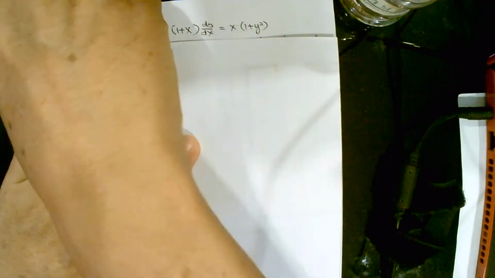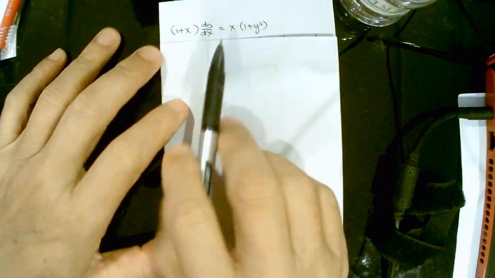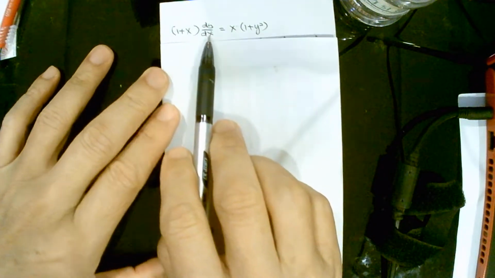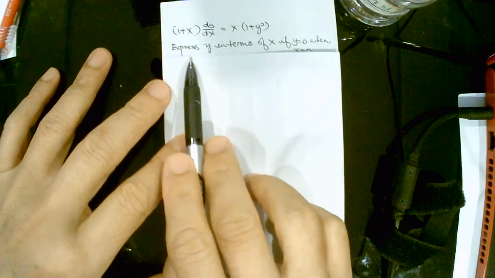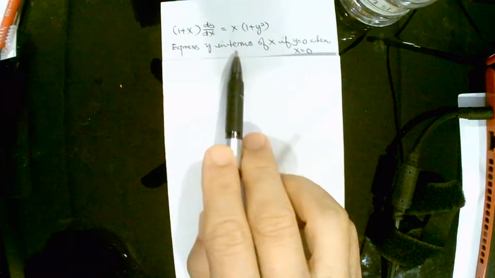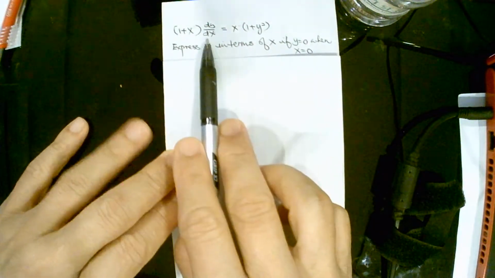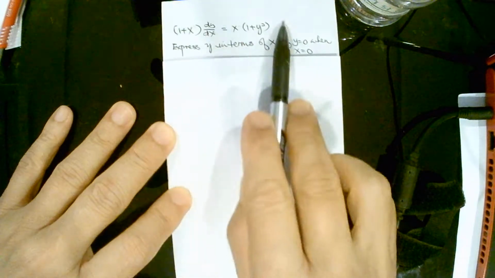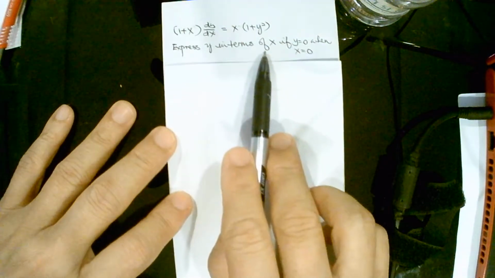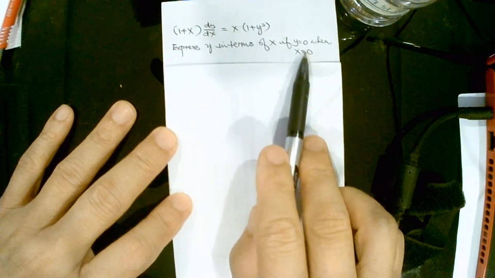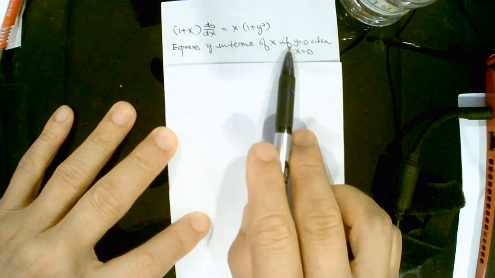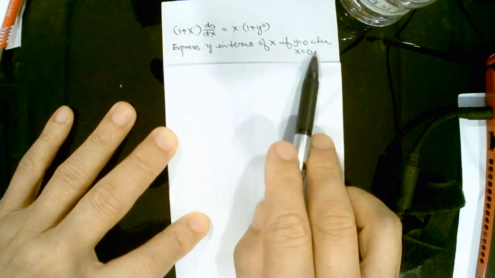Okay, now you look at this first order differential equation. So you have this one. The question is: express y in terms of x. That means you want to find y. Of course, you have to integrate afterward. You have to separate the variables, and here they give you the initial condition, that is, y equals 0 when x equals 0.